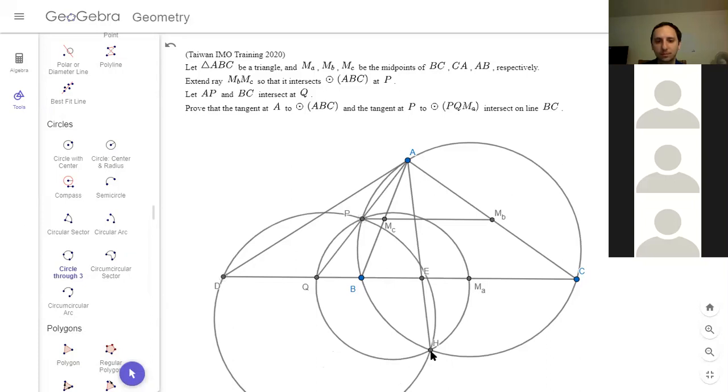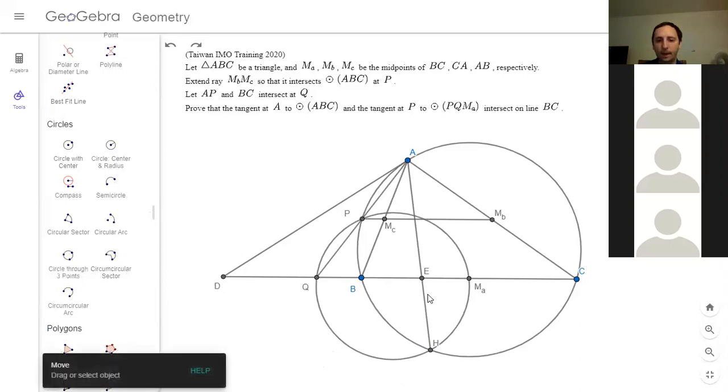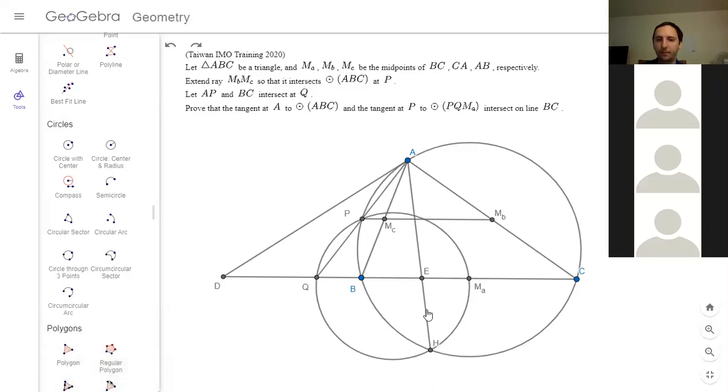But cyclicity is just an angle chase. So we can calculate PHMA. Oh, to show that this is cyclic is just an angle chase. Yeah. Well, no. I actually defined. I guess then you're saying showing that AH is a symmedian is an angle chase. Yeah, if AH is a symmedian, then we can prove from angle chasing that H is on the circumcircle of PQMA. Okay.